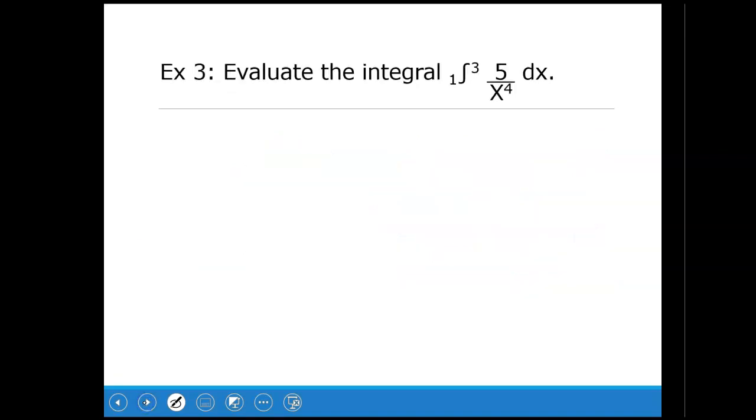So now we're gonna evaluate the integral from 1 to 3 of 5x to the 4th. So why is this integratable but the last one was not? Because of the interval. So even though 1 over x to the 4th or 5 over x to the 4th is not integratable at 0, it can be integratable over a different interval. So now we're looking at from 1 to 3.